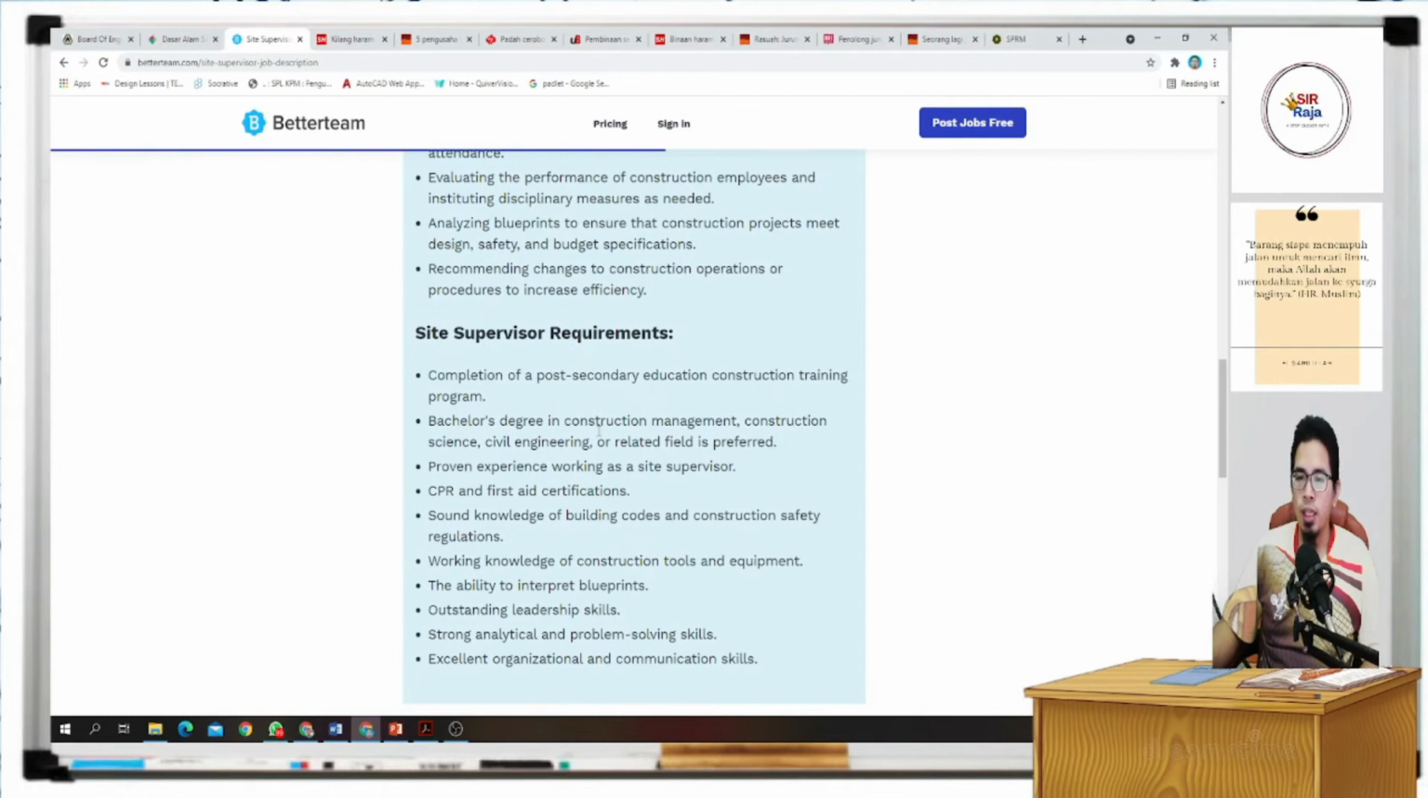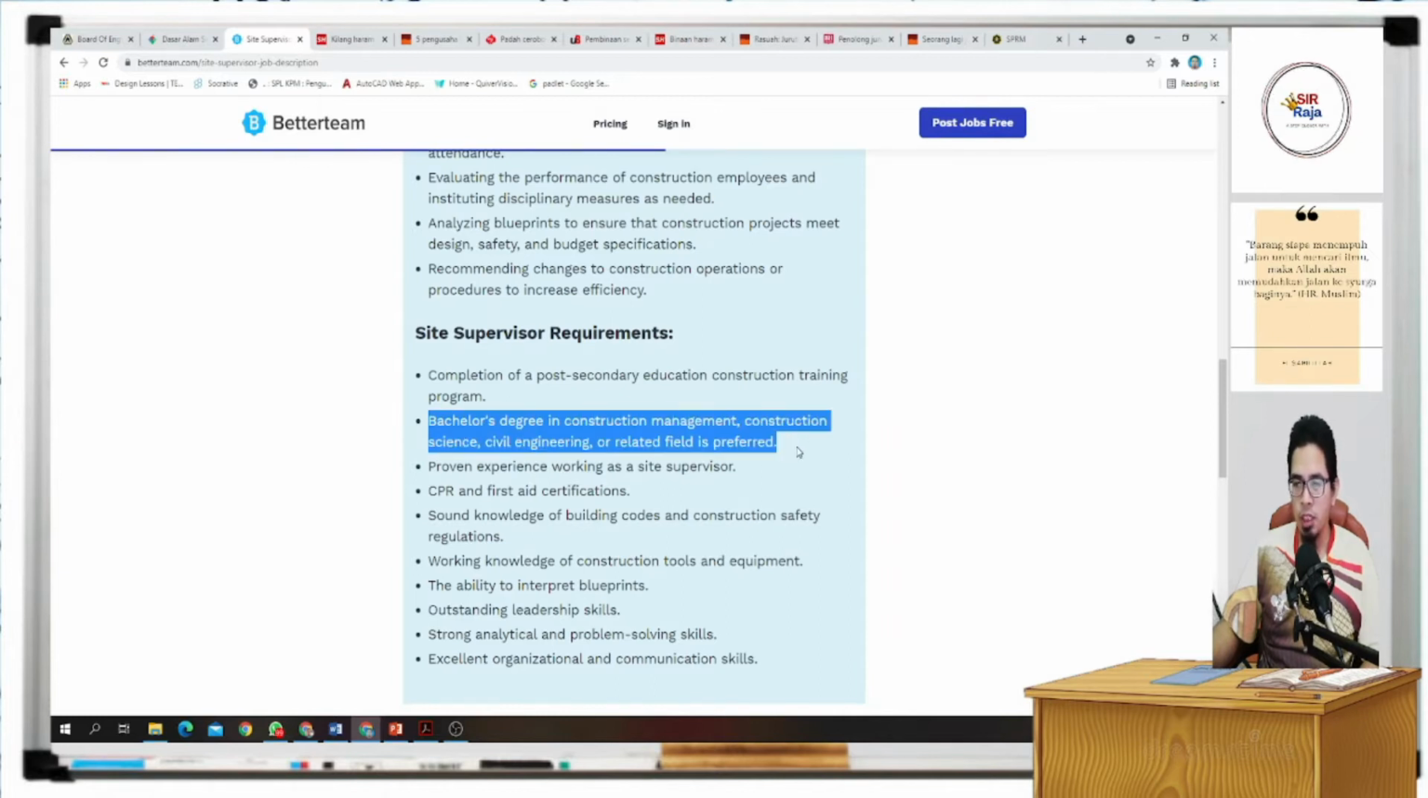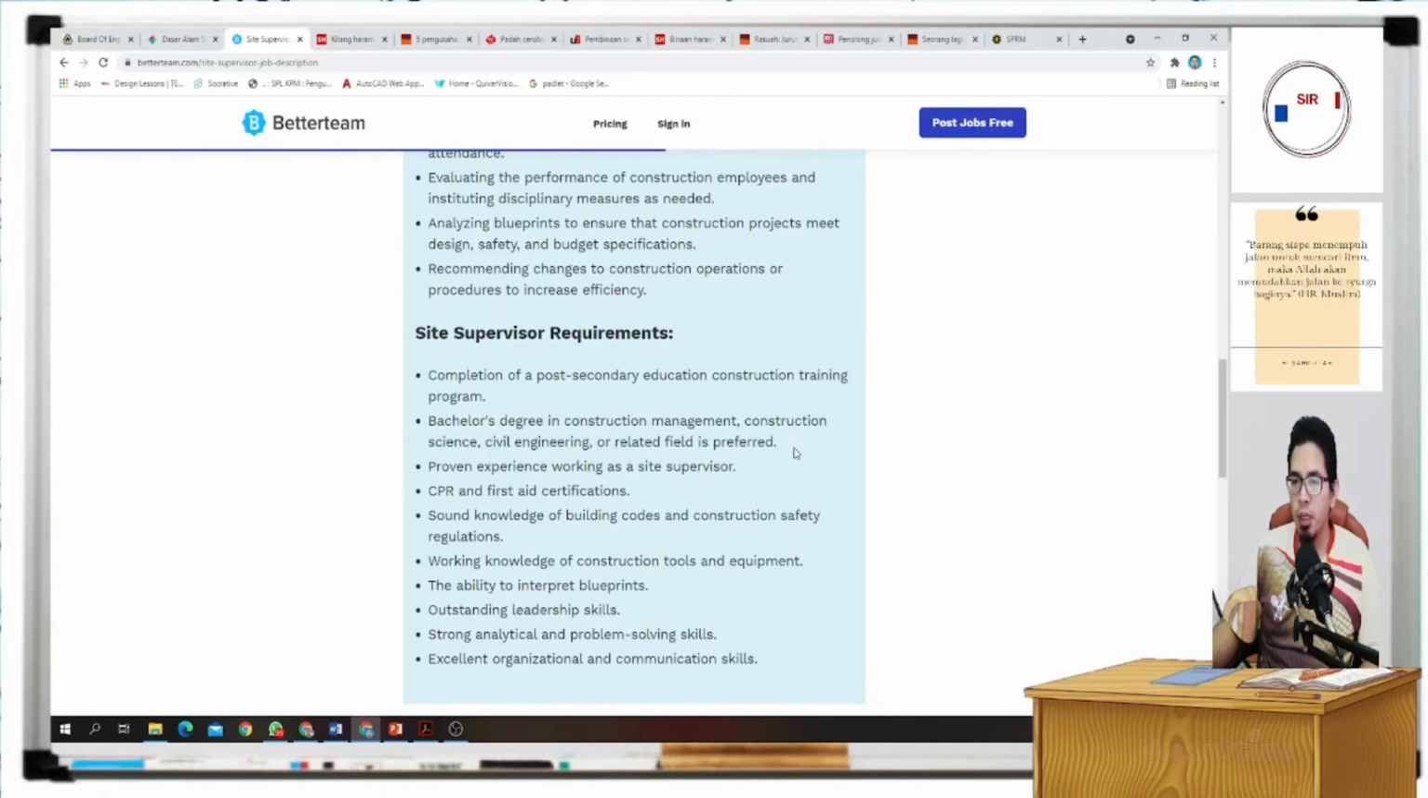Here are the requirements normally placed on a site supervisor: a bachelor's degree in construction management, construction science or civil engineering. In some cases, a diploma in civil engineering or construction management is still accepted, depending on the level of the work involved. For a big project, of course, we are talking about an engineer with a bachelor's degree background. But for a small project, normally diploma holders in civil engineering or construction management can work as a site supervisor as well. Okay, let's look at the next question.